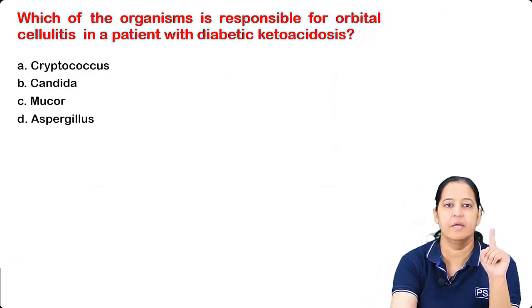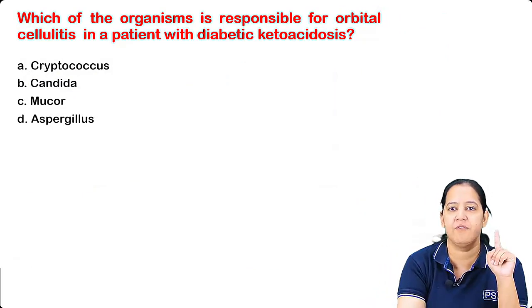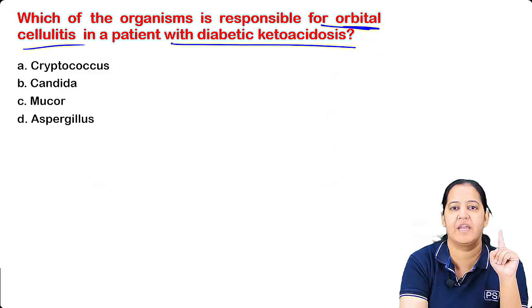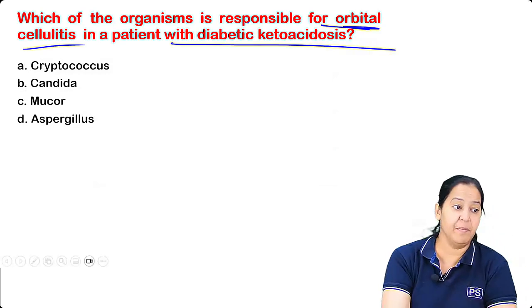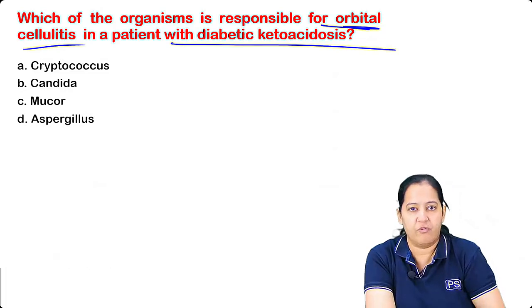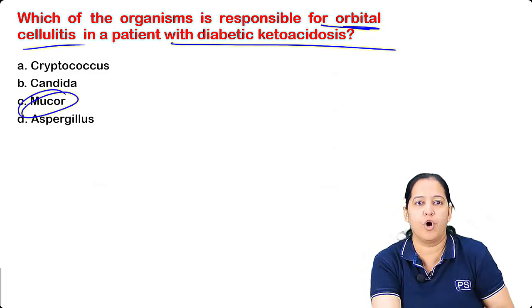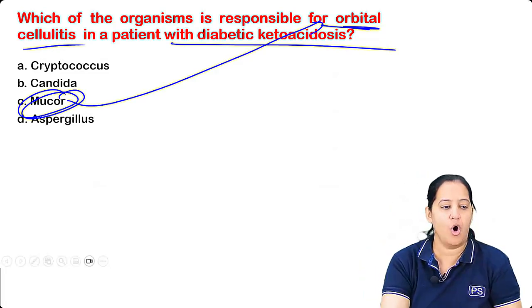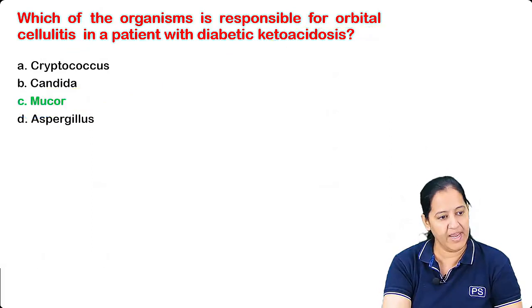Read the question. Tell me the answer. Which of the following organism is responsible for orbital cellulitis in a diabetic ketoacidosis? Especially diabetic people में more common है ये complication. So of course the answer is mucor. Mucormycosis most commonly causing orbital cellulitis. Okay, mucor is the answer.